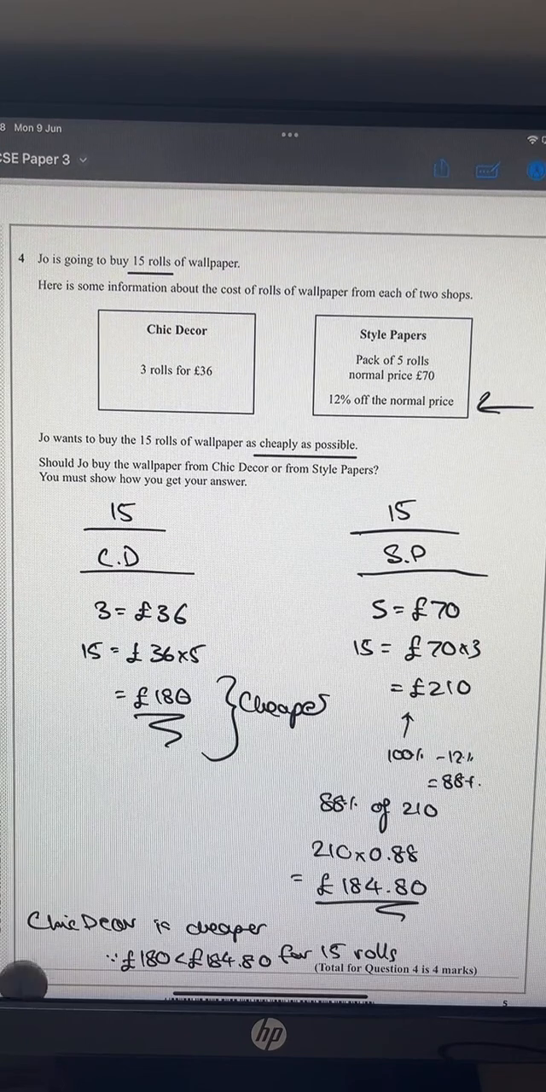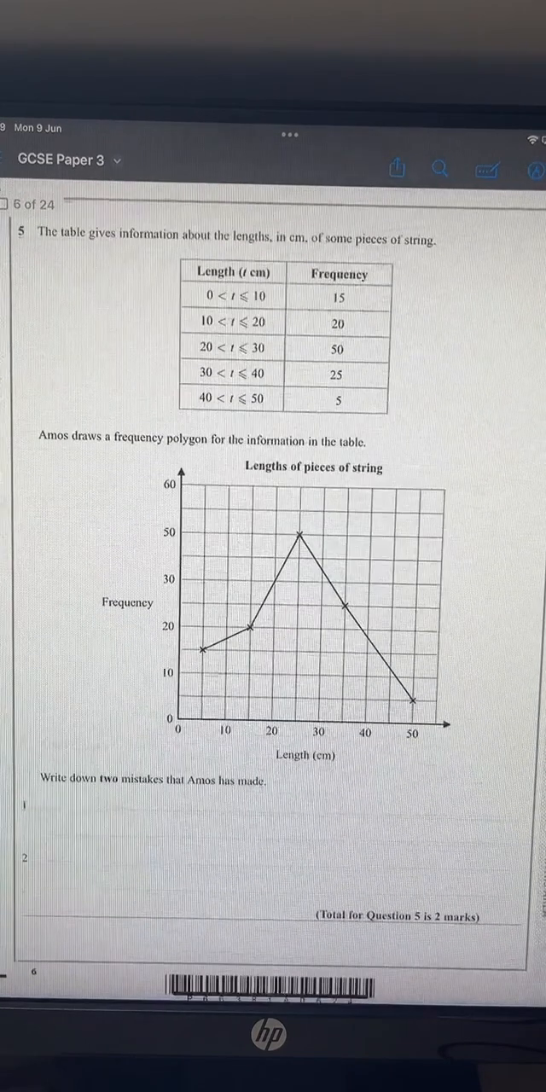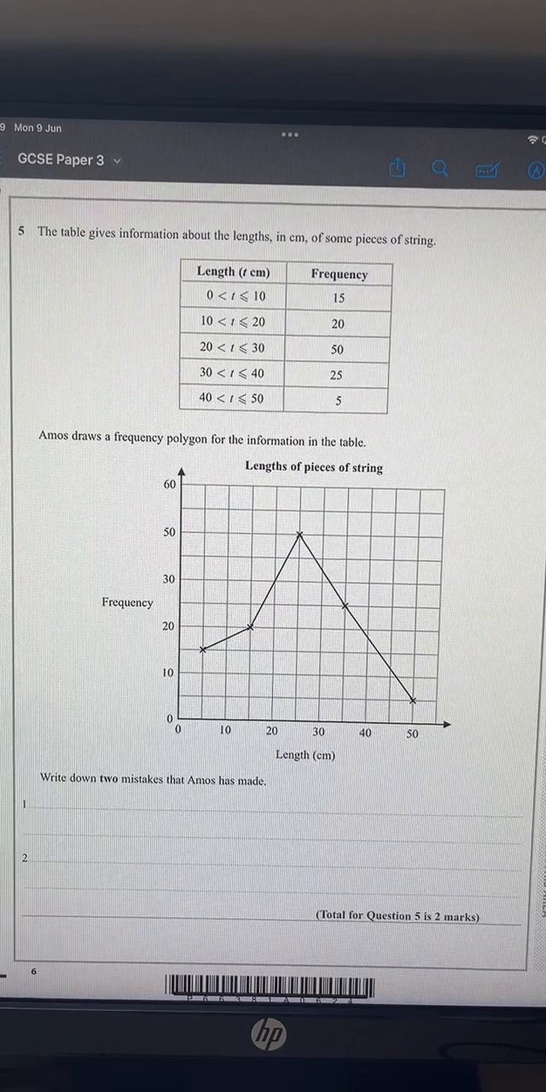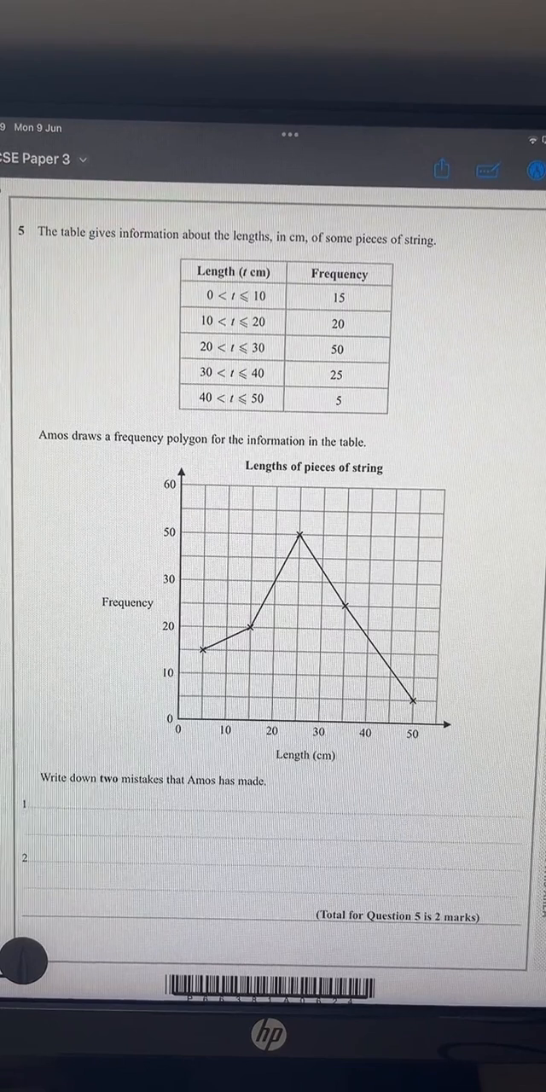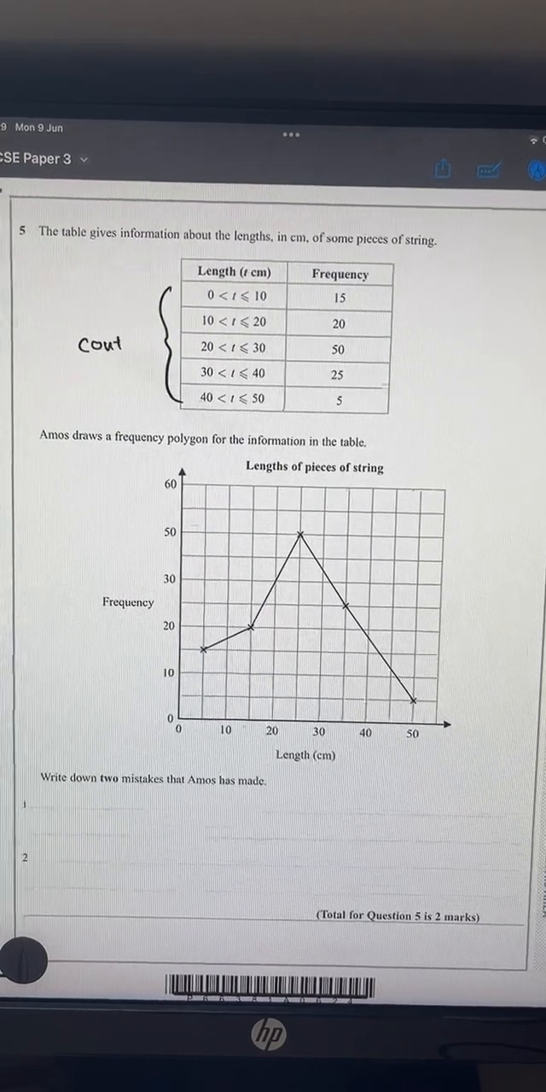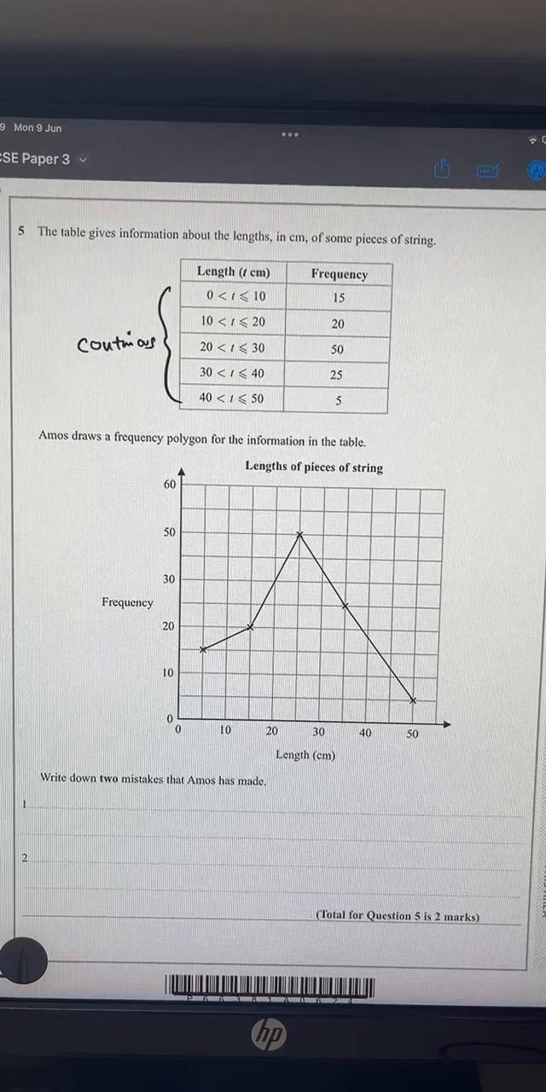All right, now we're going to do question 5. So question 5 is a frequency polygon question. So these questions are kind of left field because it's not really covered too much, I feel, but it's not too bad actually. So the table gives information about lengths of some pieces of string. So we have lengths, and notice these are continuous. They are not discrete values, so they're ranges, yeah? And these are their frequencies. All right, nice. Amos draws a frequency polygon for information in the table. All right, cool. Write down 2 mistakes that Amos has made.